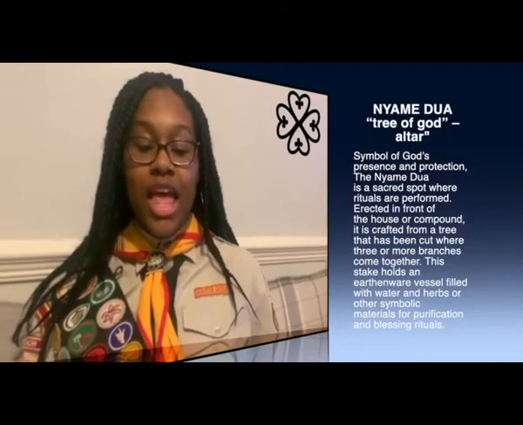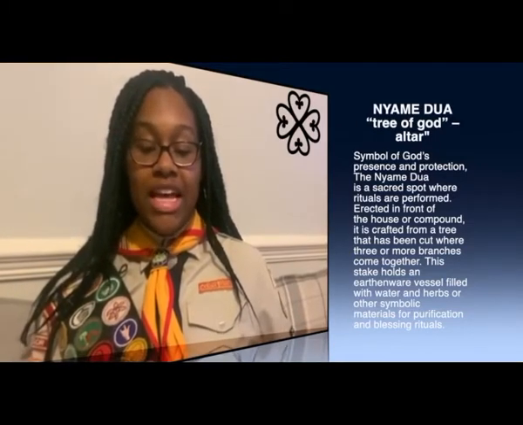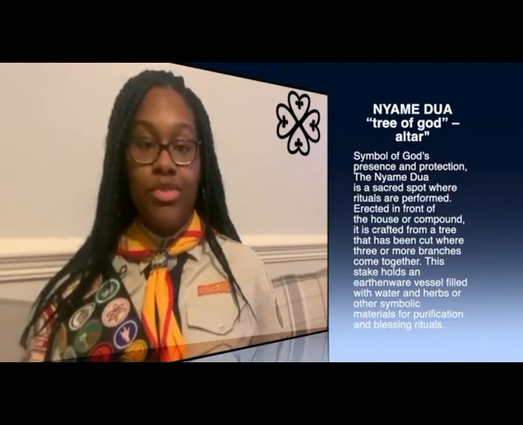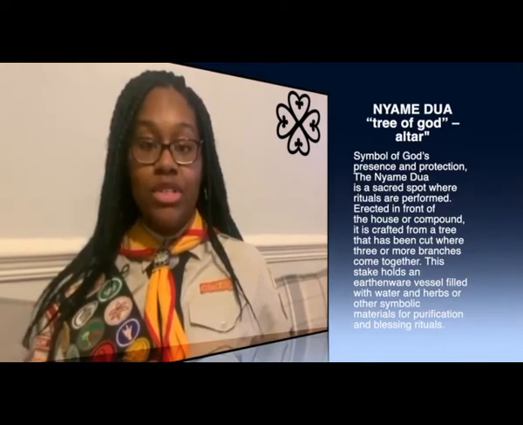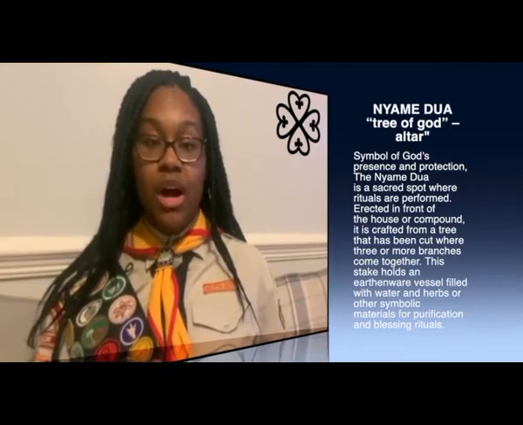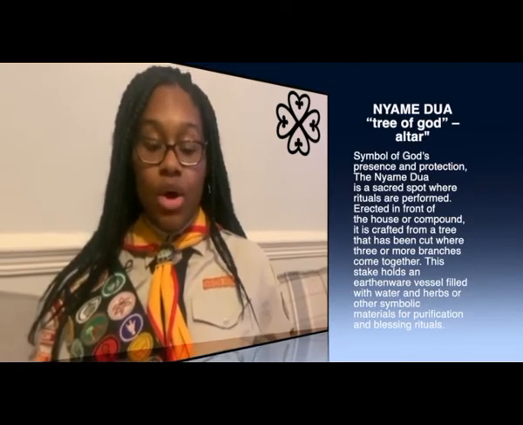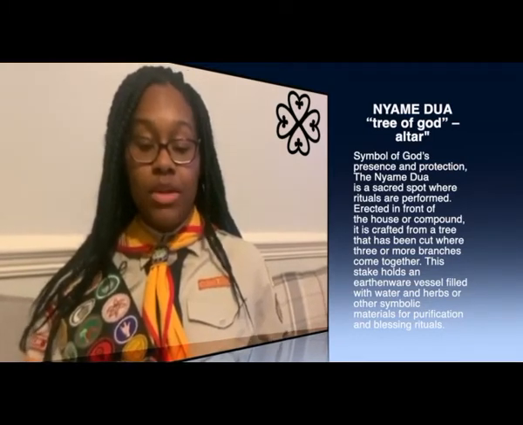Nyamedia, this means tree of God, altar. Symbol of God's presence and protection, the Nyamedia is a sacred spot where rituals are performed. Erected in front of the house or compound, it is crafted from a tree that has been cut where 3 or more branches come together. This stake holds an earthenware vessel filled with water and herbs or other symbolic materials for purification and blessing rituals.